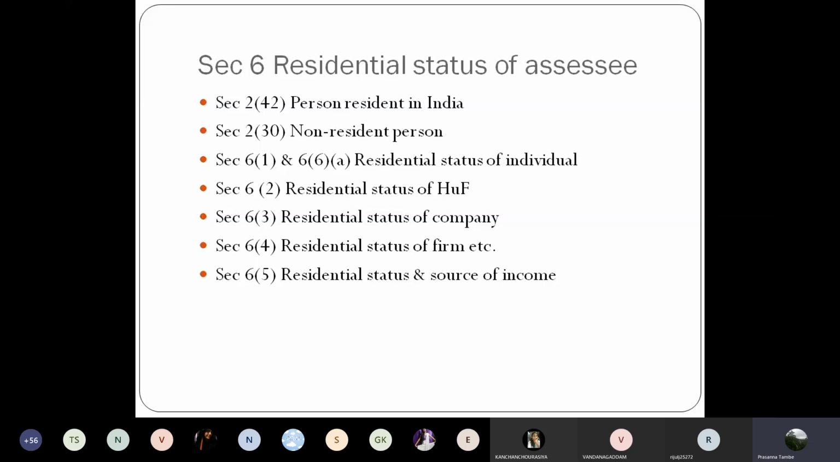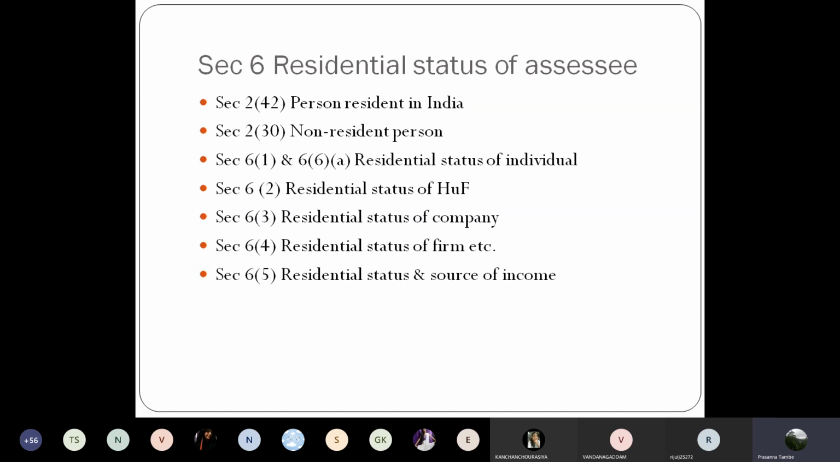Whereas for the remaining categories of assessees like HUF, company, firm, etc., there is no concept of number of days or how long you have been staying in India. There the parameters are completely different. We don't follow those kinds of parameters. There the parameters are different.